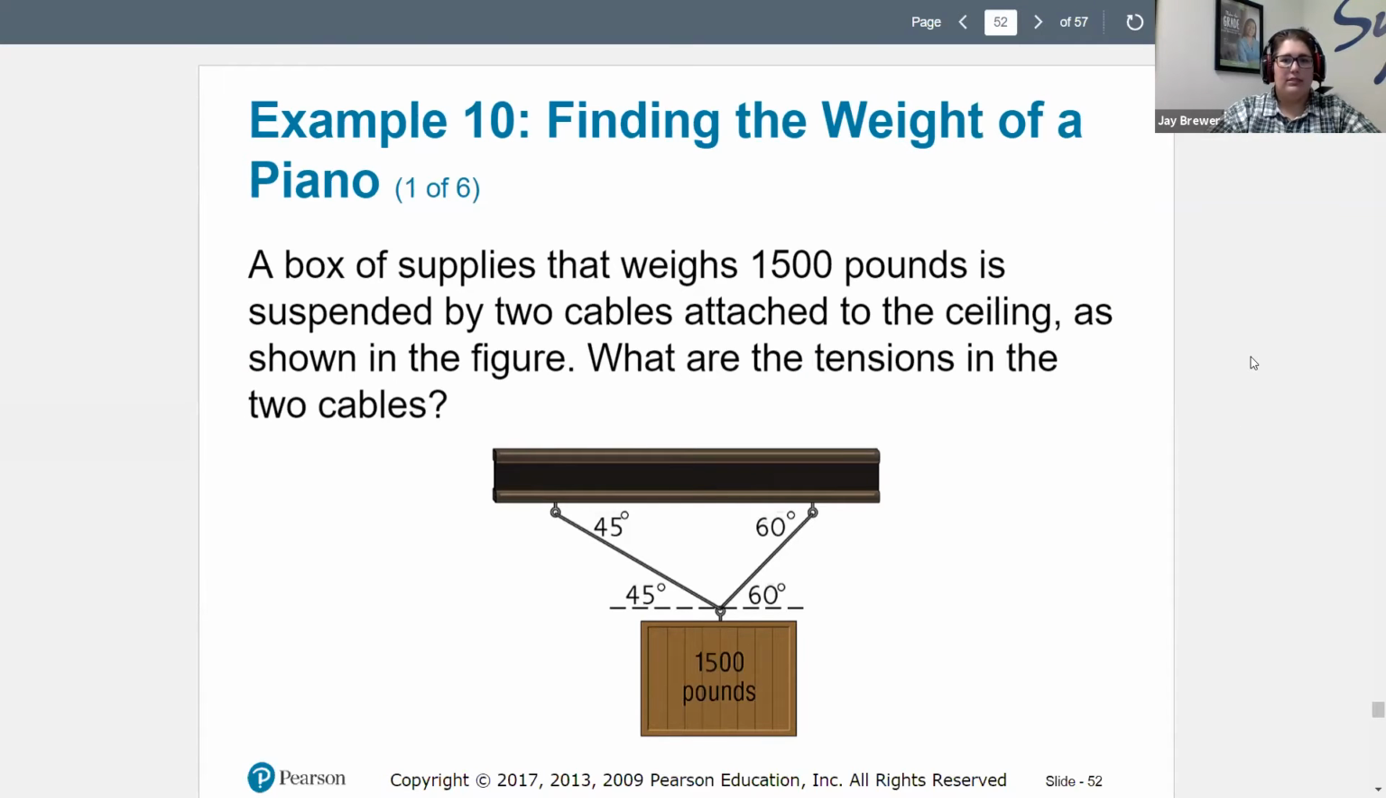Apparently, this chapter likes to figure out how much pianos weigh. A box of supplies that weighs 1,500 pounds. Yeah, that's the wrong title.